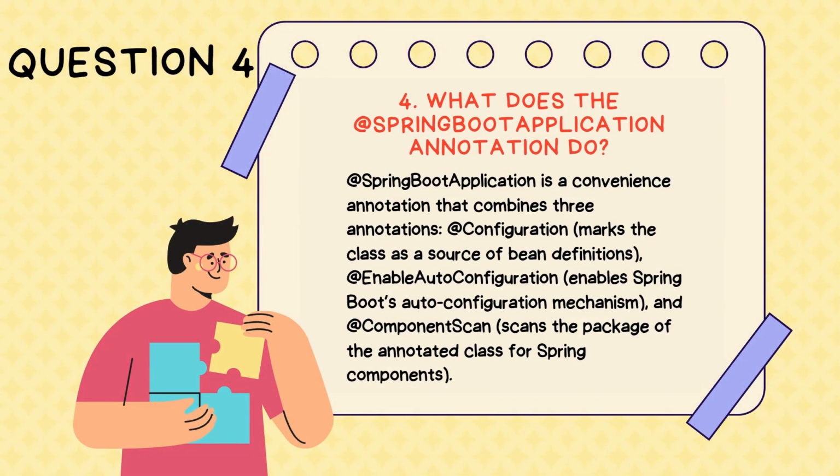Question number 4. What does the annotation Spring Boot application do? So the annotation Spring Boot application comes with the annotation configuration, annotation enable auto configuration, and annotation component scan. The annotation configuration makes the class a source of bean definitions. The annotation enable auto configuration enables the Spring Boot auto configuration mechanism. And the annotation component scan scans the packages in the Spring Boot application.